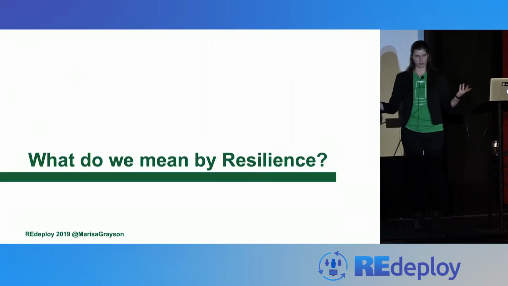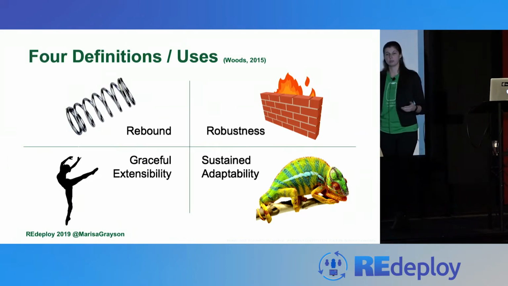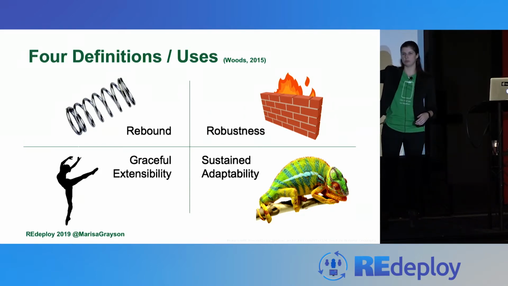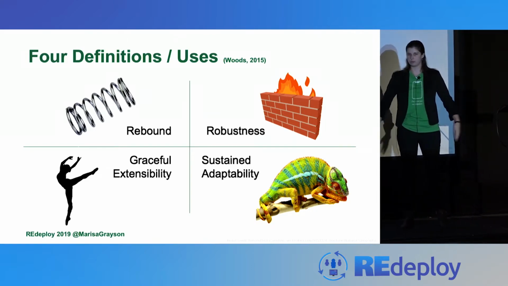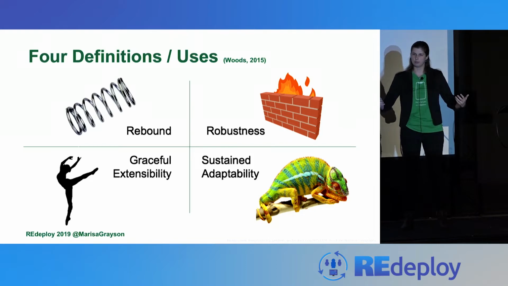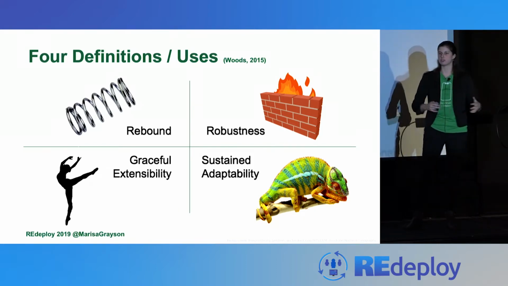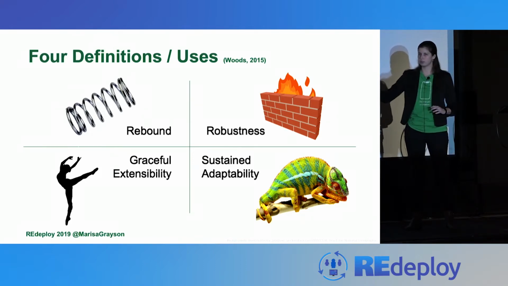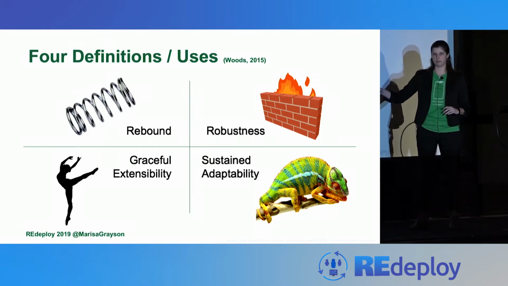So what do we mean by resilience? Well, of course, we've seen this before, the 4 different types of uses or definitions from the Dave Wood's paper. And I'm going to focus on those last 2, the graceful extensibility and the sustained adaptability. So thinking about how we adapt, how we're poised to adapt, how we anticipate bottlenecks and changes are coming. All these types of things are really going to be important when we think about this complex system.